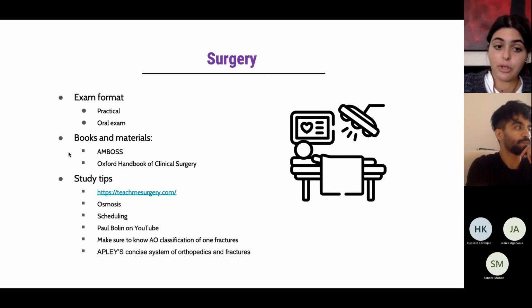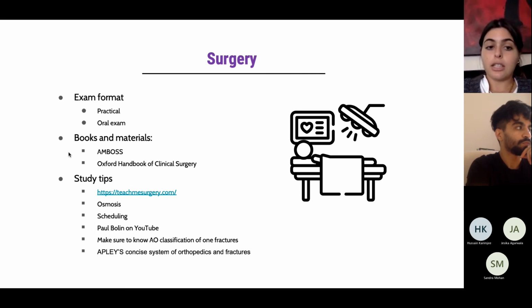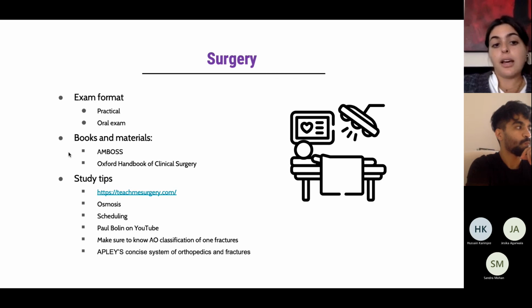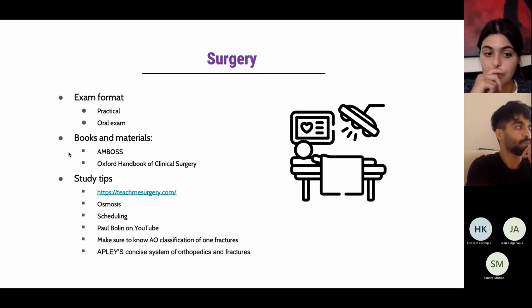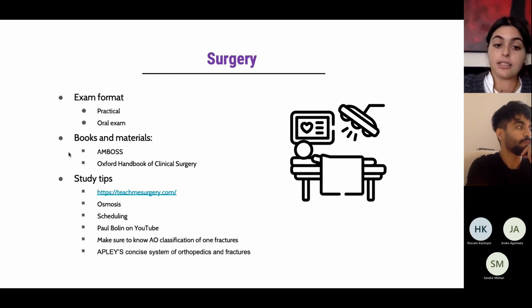Regarding the materials, I don't think it's added here. I personally used some handwritten notes that are in MIMSA Study Hub, and I used mainly those. I printed them, and I used Emboss. I can see as well that in the study tips you add the AO classification of the fractures. This is very important. They asked me a lot about this.